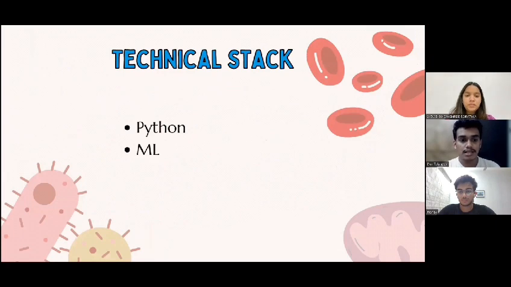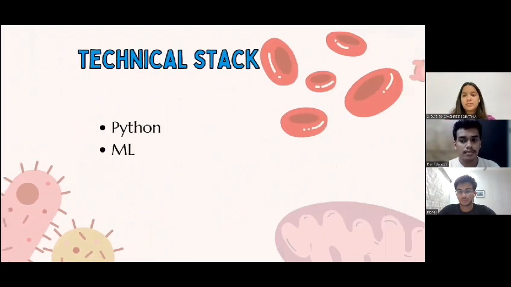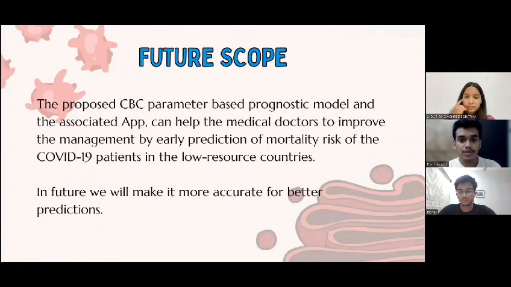We have used Python libraries and machine learning for implementation. Our future scope is to increase the parameters and biomarkers to increase the accuracy and efficiency of our model, and we will implement this model in an application also.